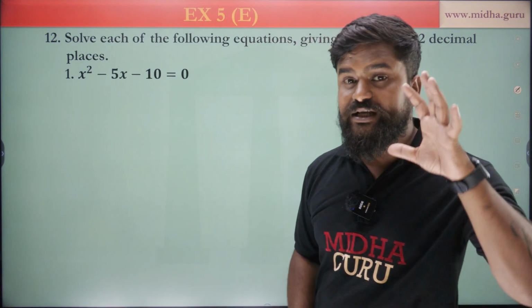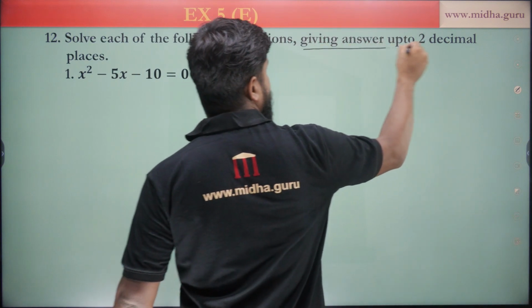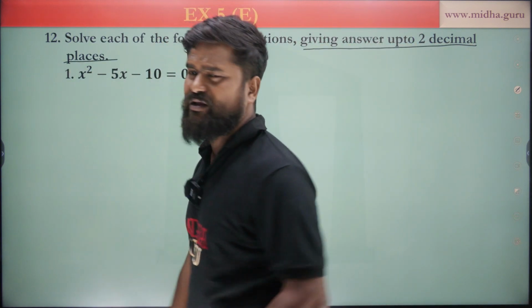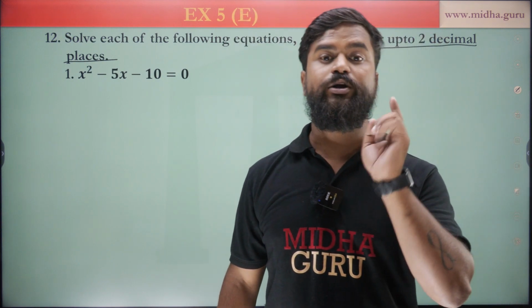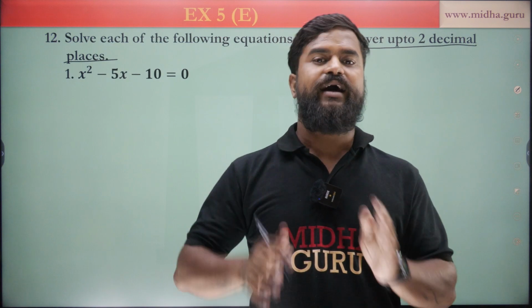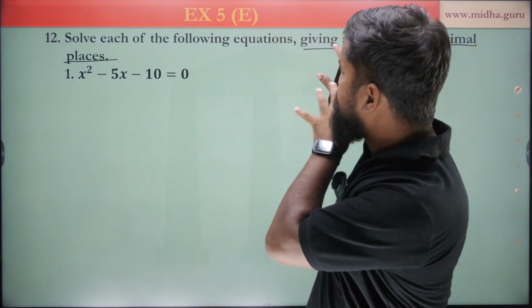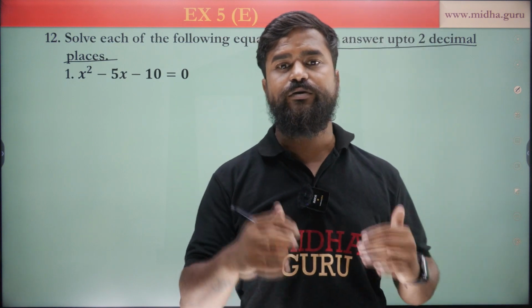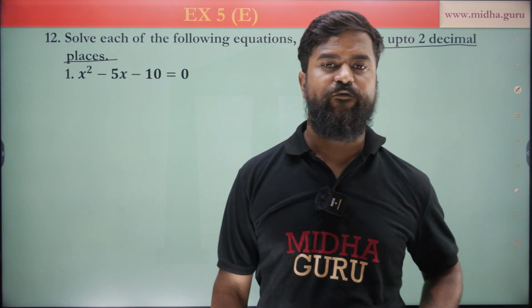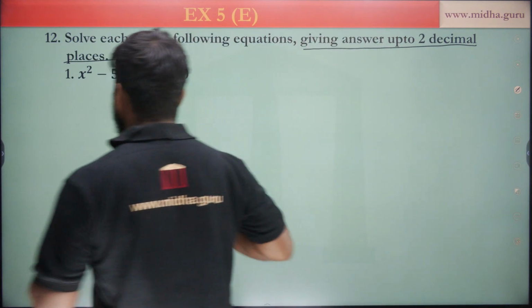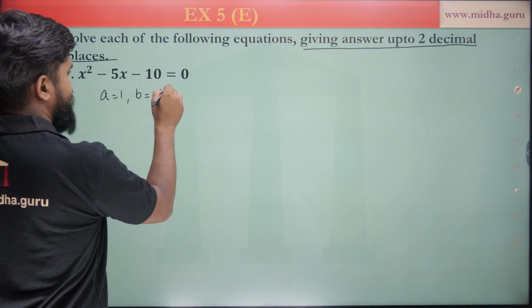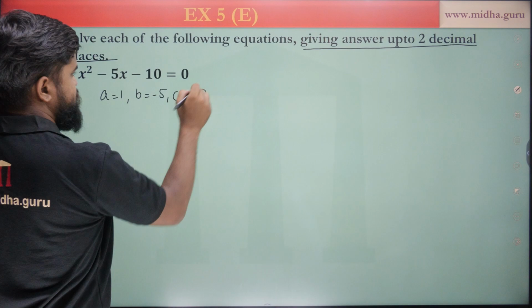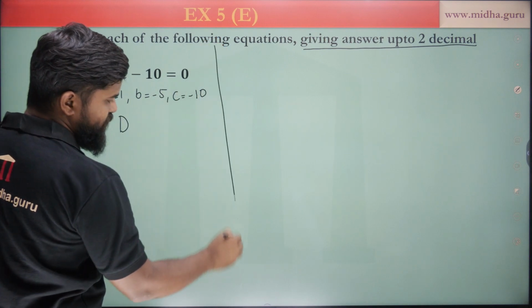So we have to solve such equations by the quadratic formula when the question mentions giving answer up to certain decimal places, 1 decimal place, 2 significant places, 3 decimal places. You will do good to remember the difference between decimal and significant places. So let's begin. We have a as 1, b as minus 5 and c as minus 10. First things first, let's calculate the discriminant.